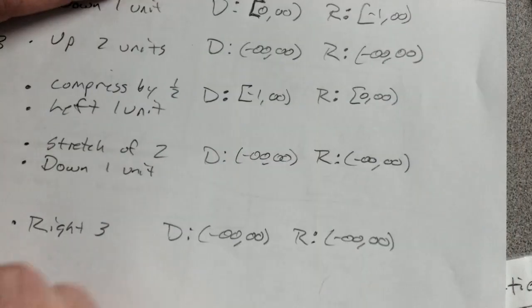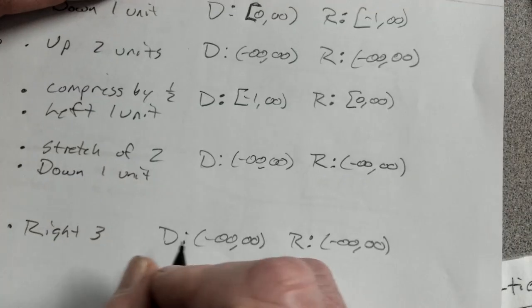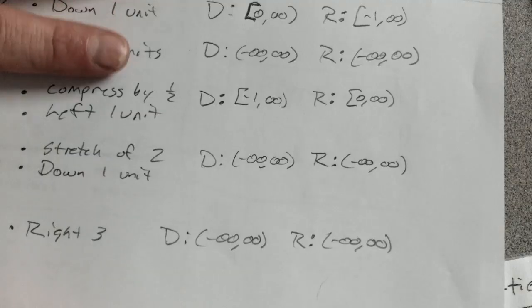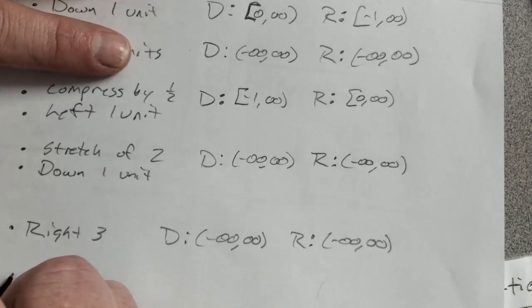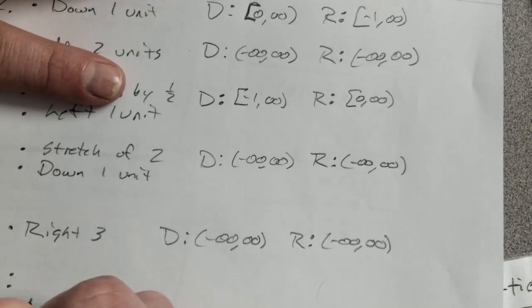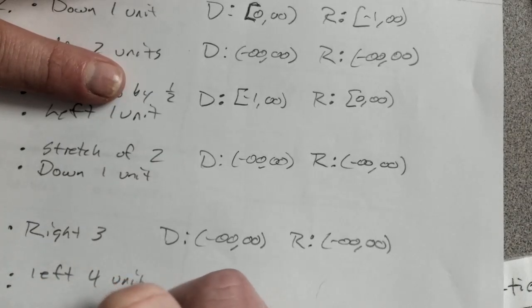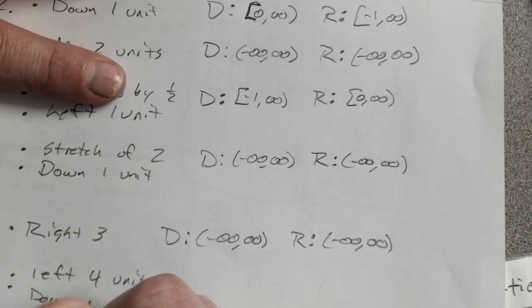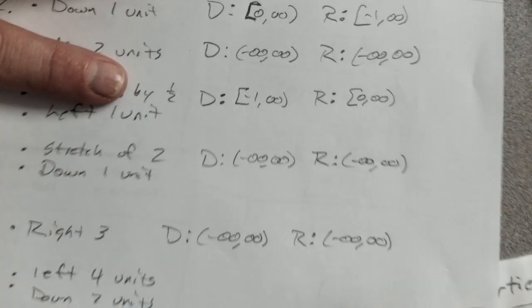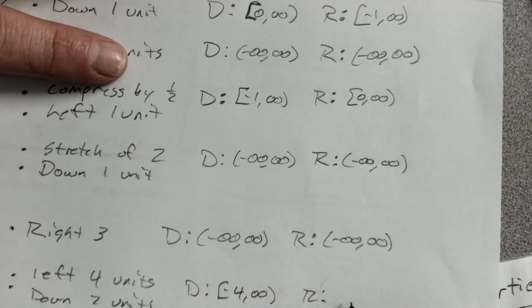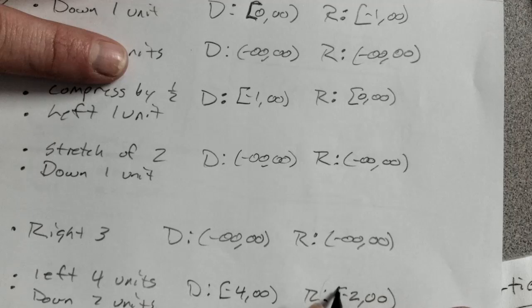All right, 37. We have Marissa. How many transformations? Hey, 2. Thank you. And what are those transformations? Left 4 and down 2. Left 4 units. Good. Down 2 units. Good. Domain? Negative 4 to infinity. Great job. Yes. And the range? Negative 2 to infinity. And that is a bracket.